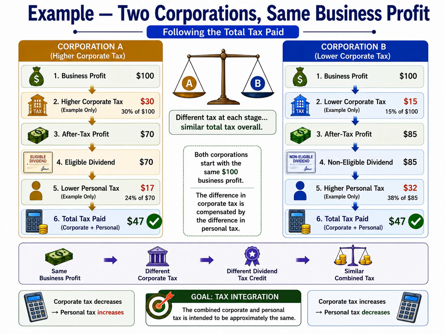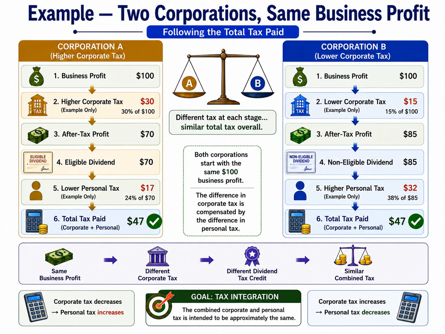But when we add the two levels of tax together, something interesting happens. The combined corporate tax and personal tax are intended to be approximately the same. This is the central idea behind tax integration. The Canadian tax system does not focus only on corporate tax or only on personal tax. Instead, it looks at the total tax collected across both levels.